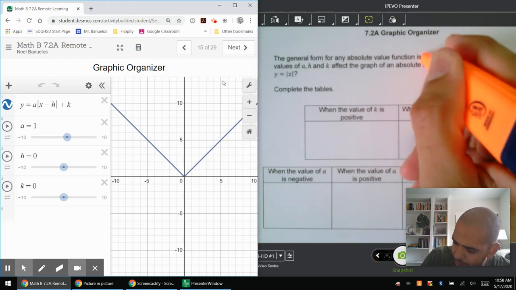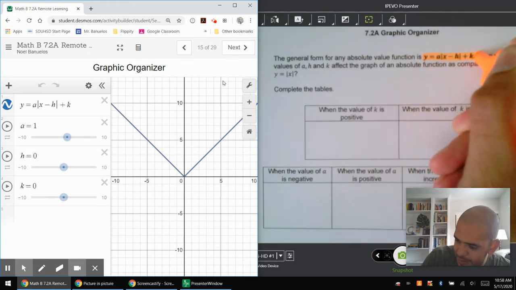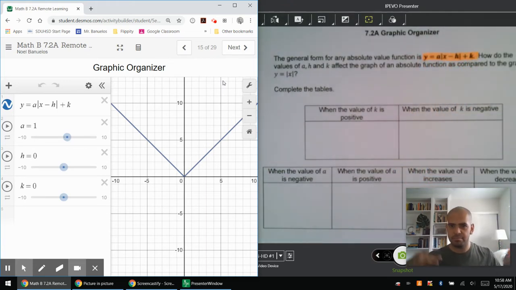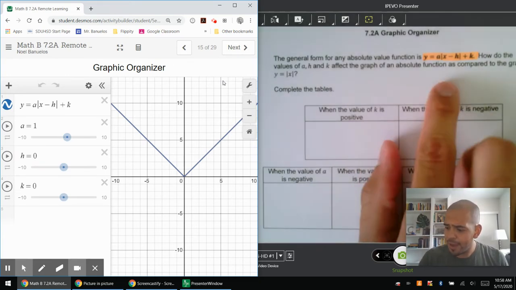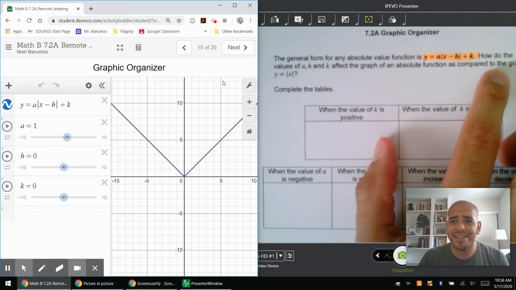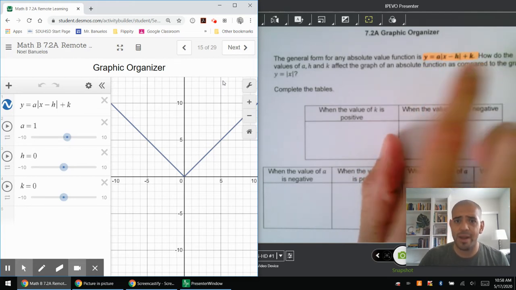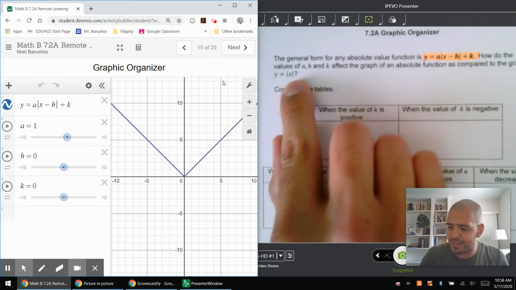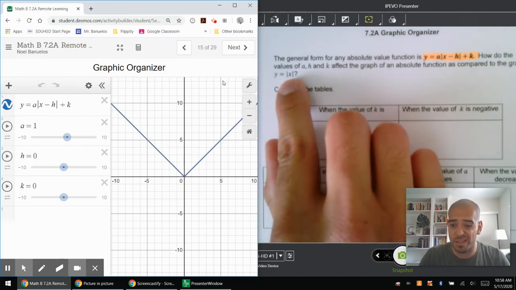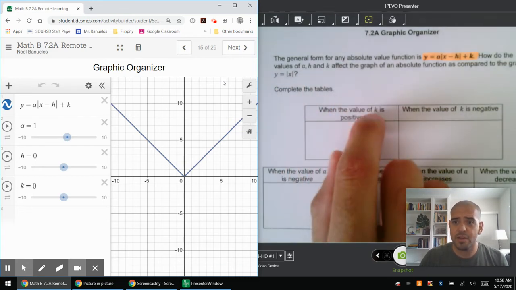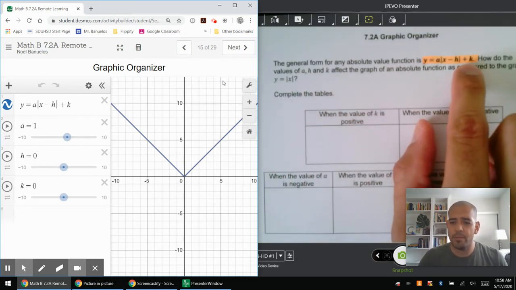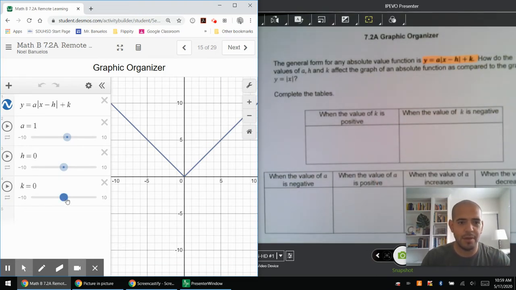So the absolute value function, this is what's called standard form. This is how you normally would write it. And then we're trying to see what happens when you change these values. What happens to your parent function, the original function, the absolute value of x. All right, let's start with k. When we were changing the value of k, what did k do? So that's what I'm going to do here.